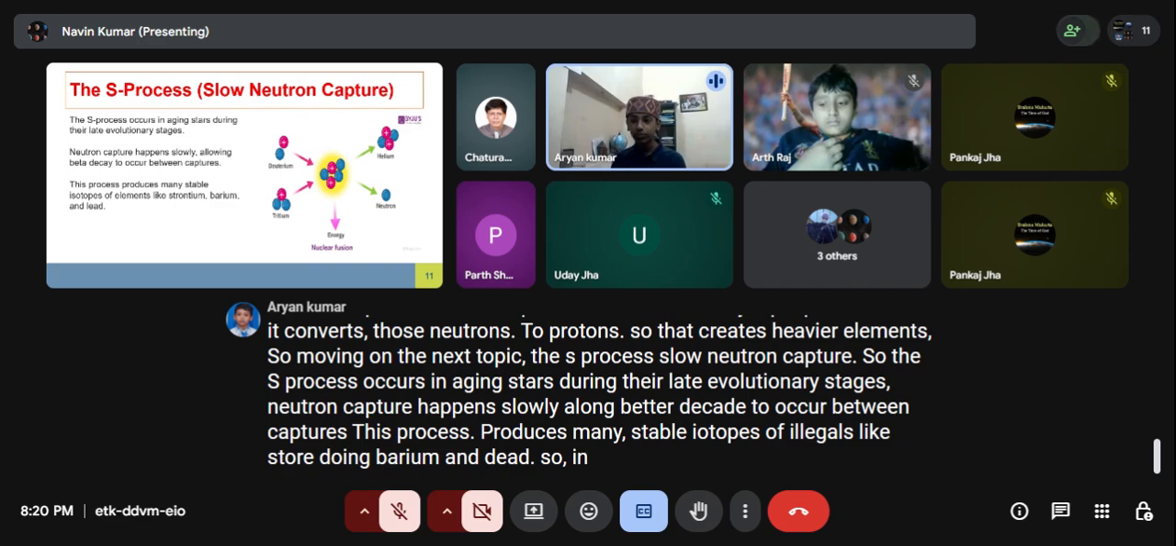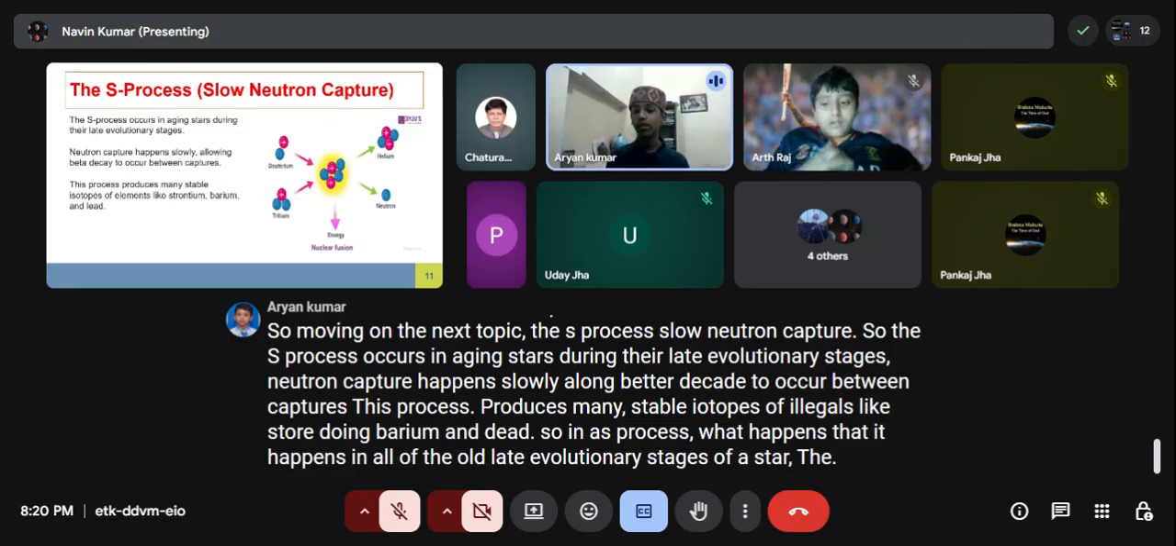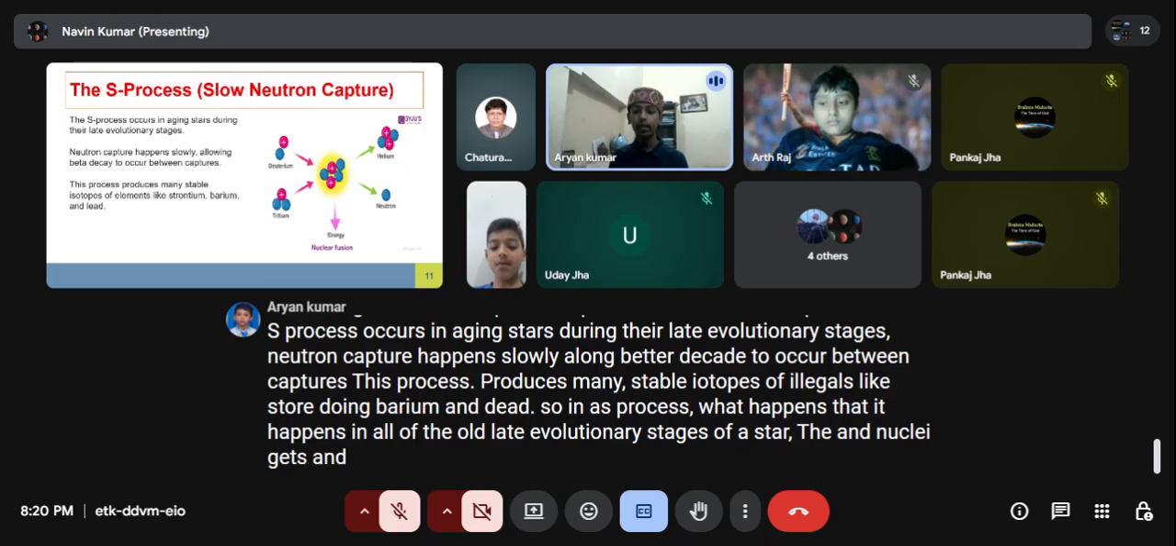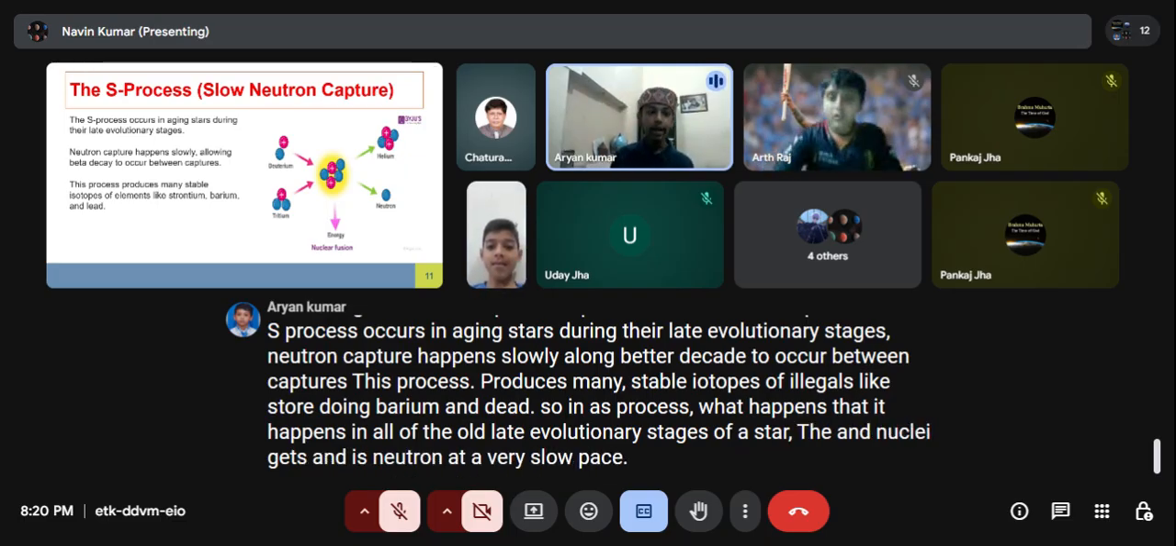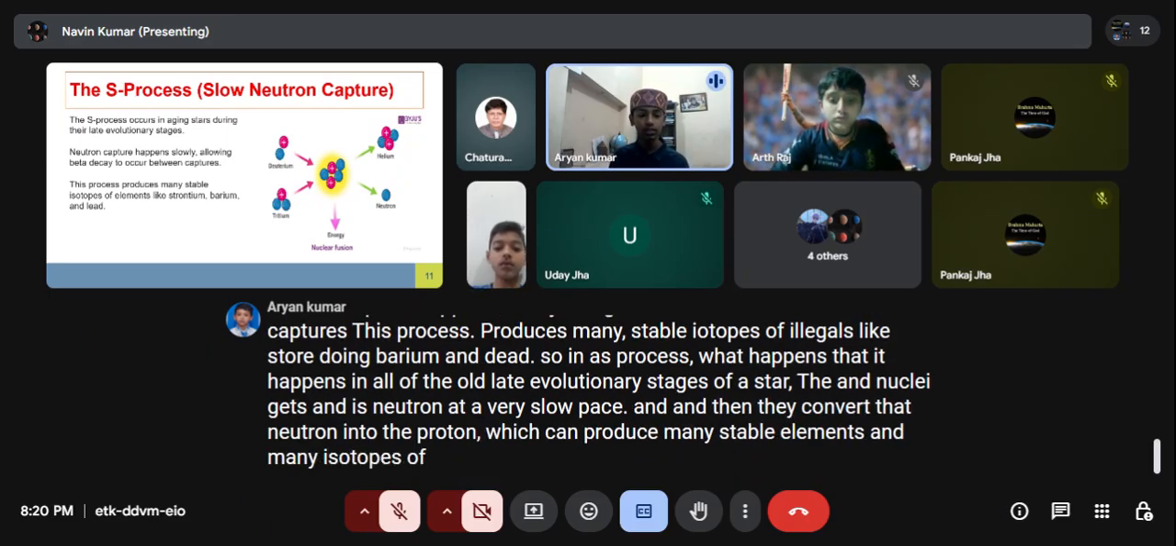In the S process, what happens is that it occurs in all of the old, late evolutionary stages of a star. The nuclei get neutrons at a very slow pace, and then they convert that neutron into a proton, which can produce many stable elements and many isotopes of elements like barium and lead.